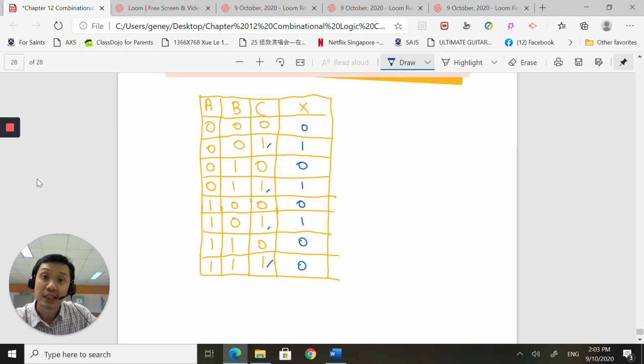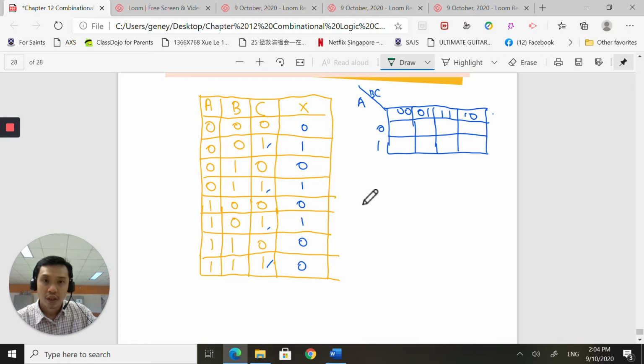Okay, so I've drawn the K-map. Now let's populate this K-map here. 0, 0, 0 is 0. 0, 0, 1 is 0. 0, 1, 0 is 1. 0, 1, 1 is a 1.